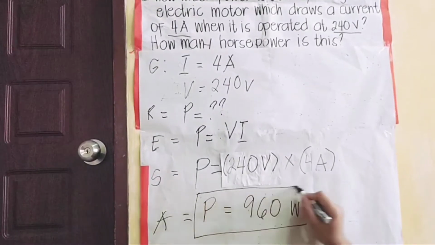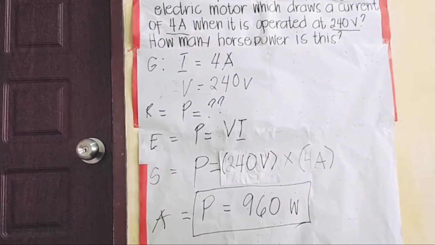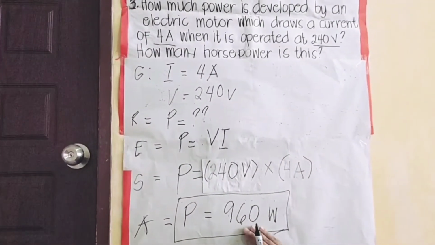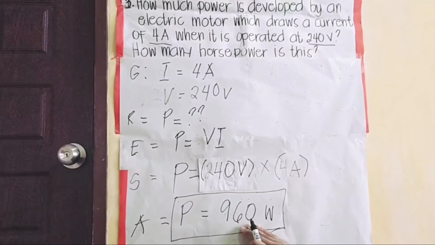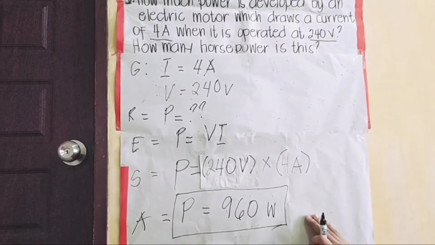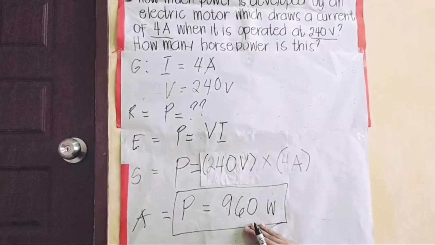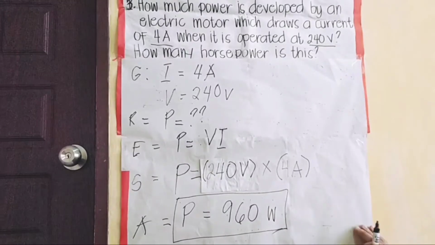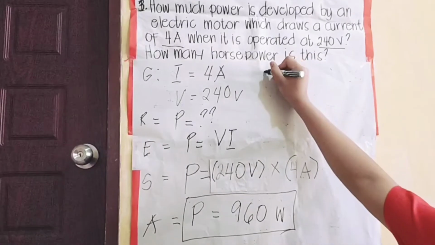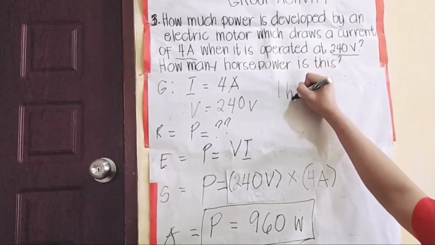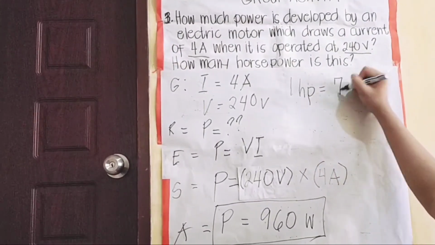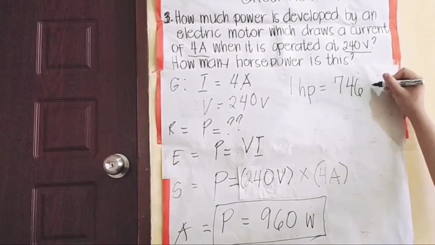So this is our power. Power is equal to 960 watts. But we are going to convert 960 watts to horsepower. So always remember that 1 horsepower is equal to 746 watts.